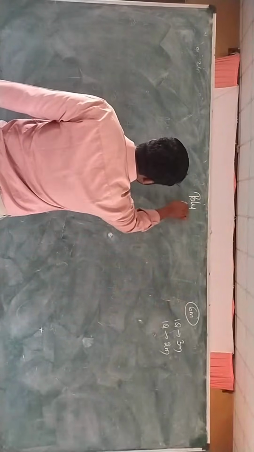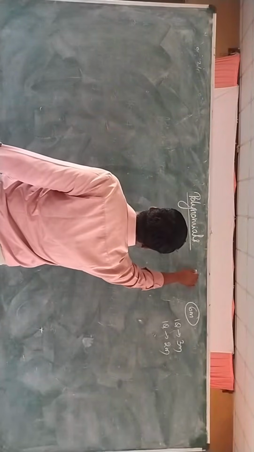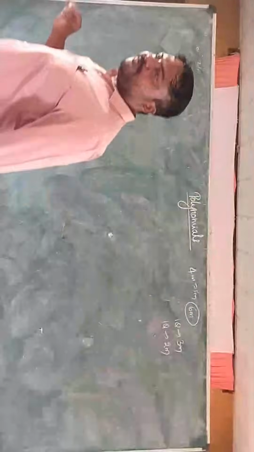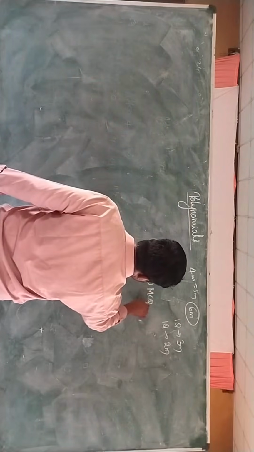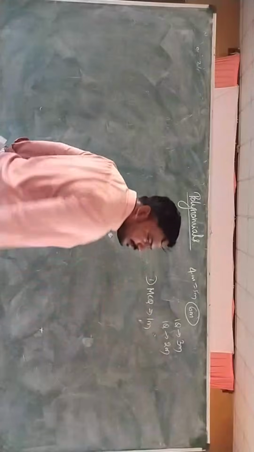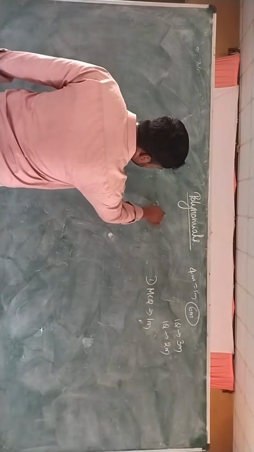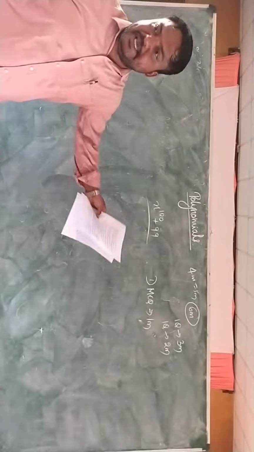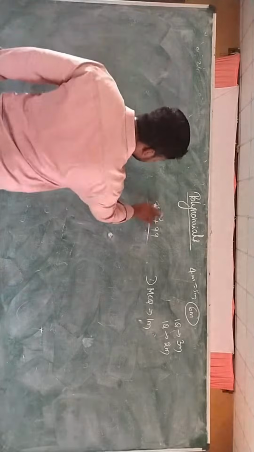Polynomials. Total weightage is 4 or 5 marks, minimum 4, maximum 5. One MCQ is a fixed question, based on the degree of the polynomial. They will ask something like x to the power 100 plus 99. The highest degree of this given polynomial is, they will give the option 100.